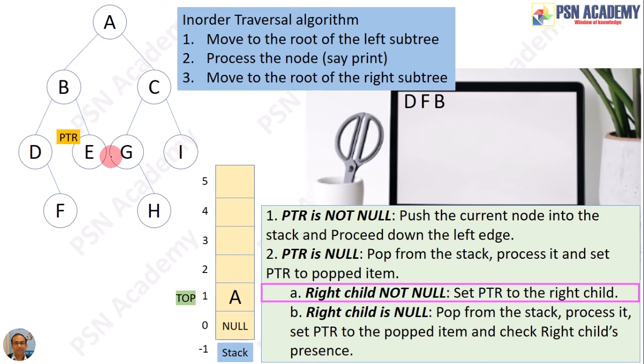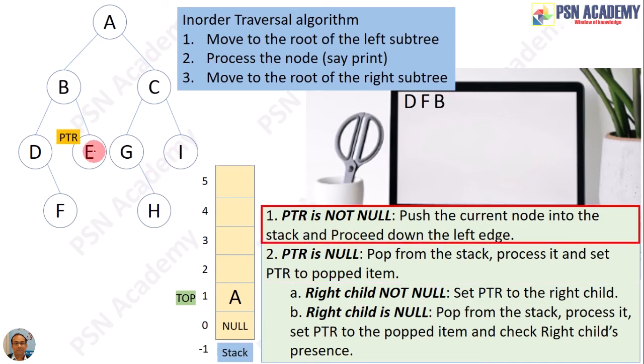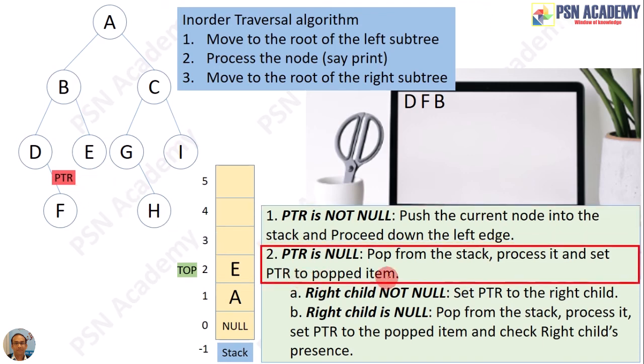So this cycle is over. Now you go to rule 1, PTR is not null, so E should be pushed inside the stack and PTR will proceed down the left edge. PTR has got null, so we move to rule 2, pop from the stack. E comes out. E is processed. Top goes down to 1 and set PTR to the popped item. That means PTR will be set to E now, and then standing over there, you check whether there is a right child or not. There is no right child.